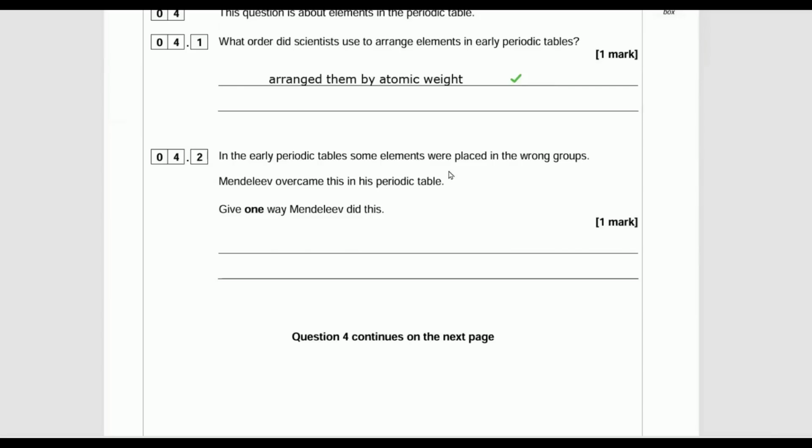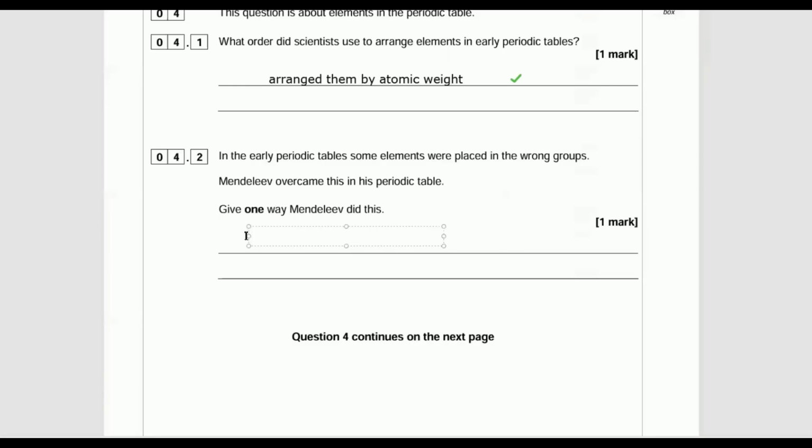In early periodic tables, some elements were placed in the wrong groups. Mendeleev overcame this in the periodic table. What's one way you did this? So they're only going to give you a mark for the first thing you write here, because it says one way. So write your best answer first if you're going to put more than one answer, because they'll only check your first point. So give one way Mendeleev did this. I'm going to give you more than one. So the elements were placed in the wrong groups.